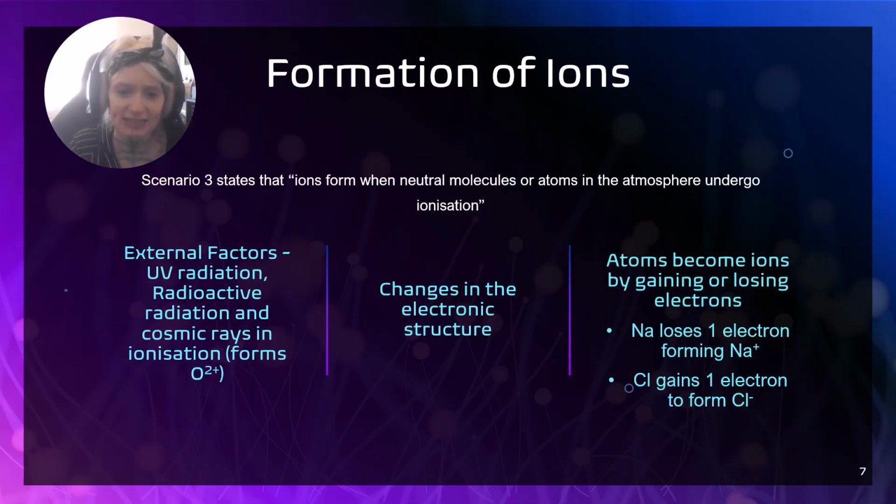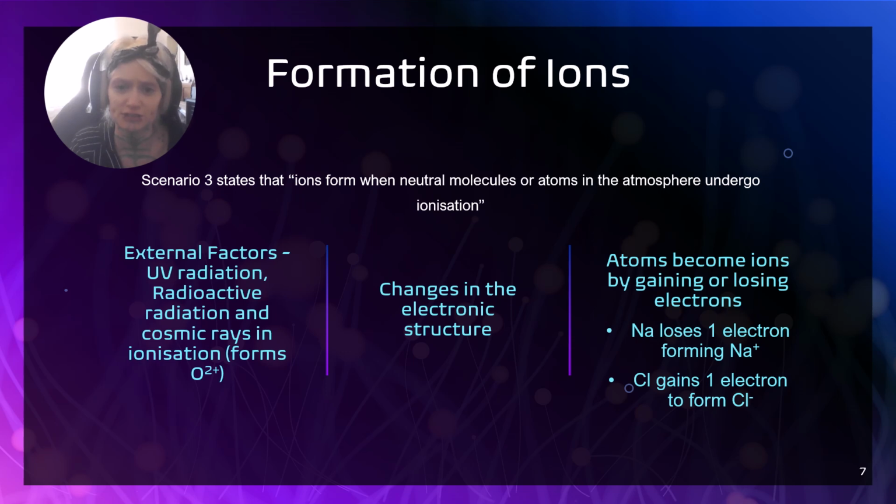Scenario 3 states that ions form when neutral molecules or atoms in the atmosphere undergo ionization. This ionization is caused by ultraviolet radiation from the sun in the upper layers, or radioactive radiation and cosmic rays in the lower layers. These knock electrons out of atoms, creating ions in the atmosphere, such as cosmic rays ionizing oxygen molecules to form O2+.